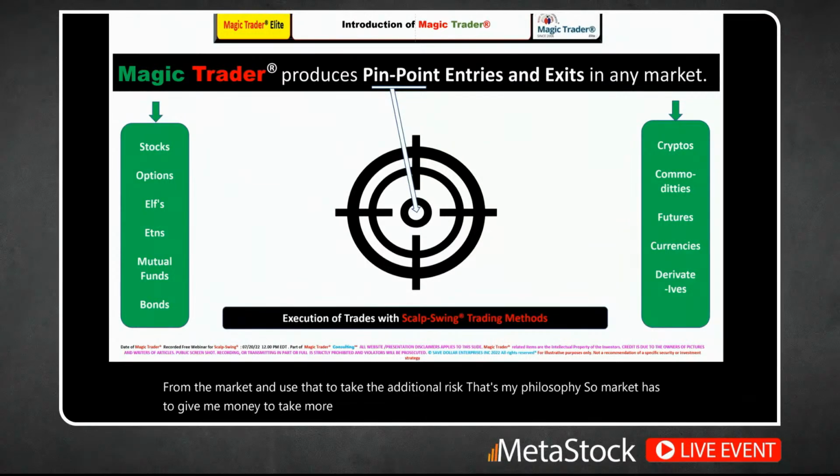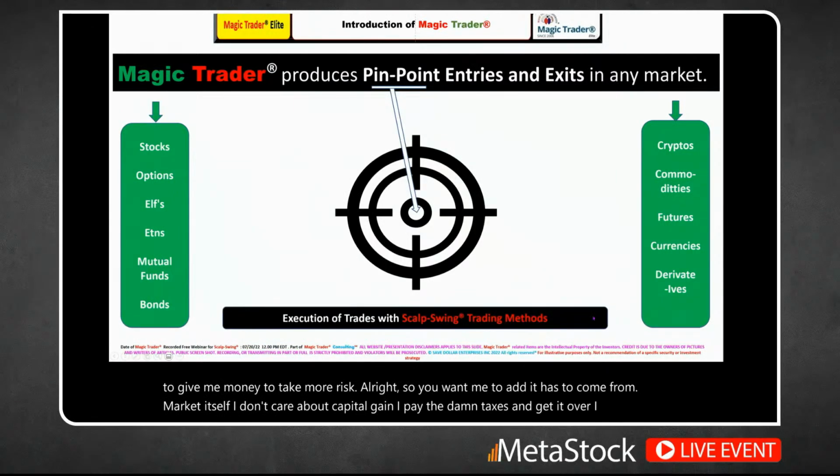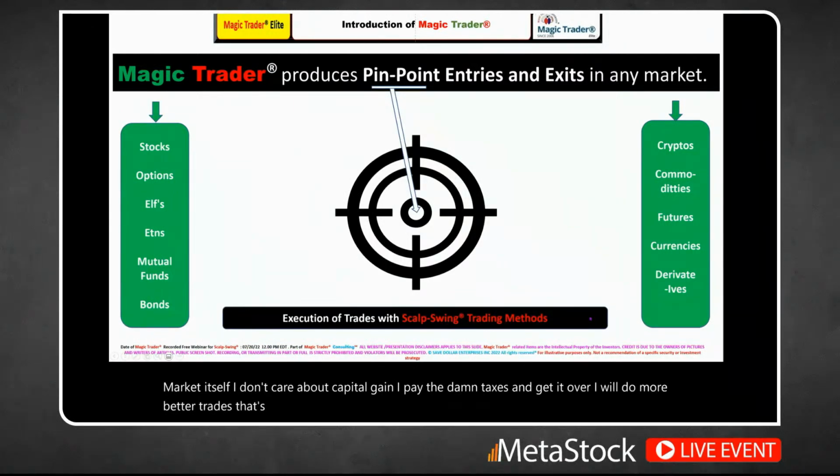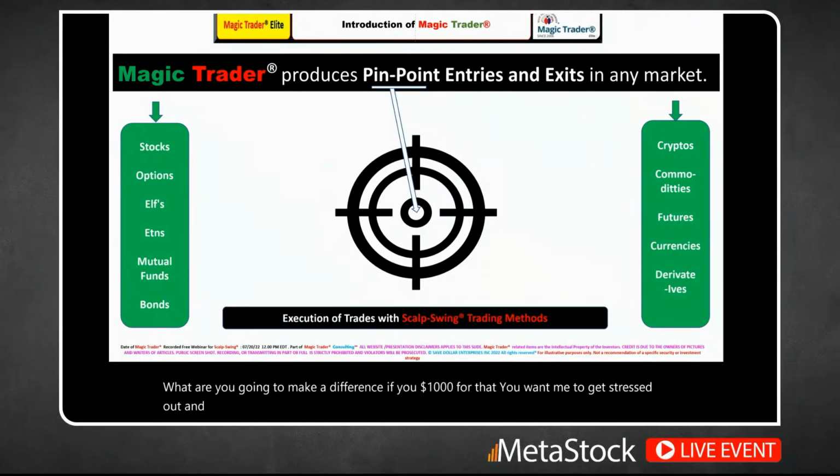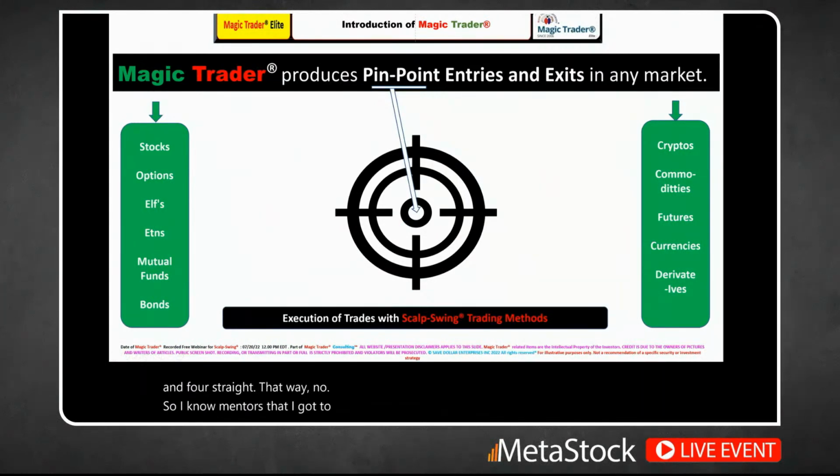All right, so you want me to add? It has to come from the market itself. I don't care about capital gains. I pay the damn taxes and get it over. I will do better trades. That's my mentality. So I don't get involved. Oh, you've got to pay tax, short term, any terms, bring it on. I'll pay for it. What is it going to make a difference? A few $1,000? If for that you want me to get stressed out and force trades that way? No. So I know mentally that I've got to pay short-term gains. Who cares? Pay more taxes. At least the IRS is happy.